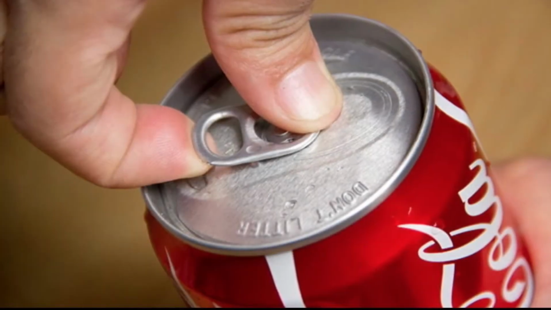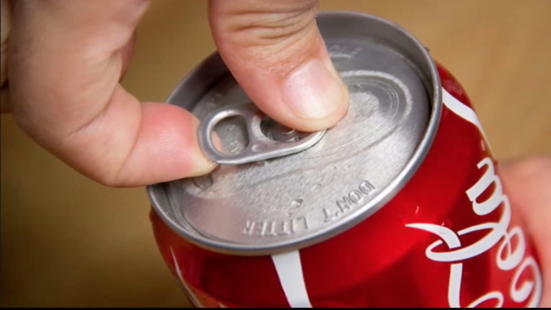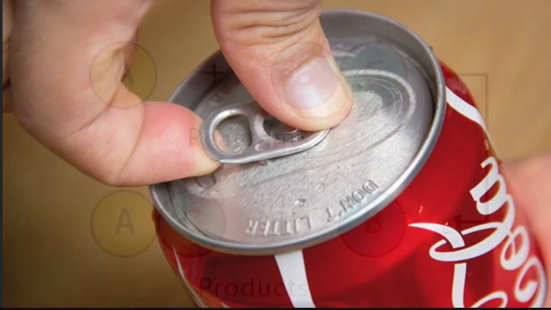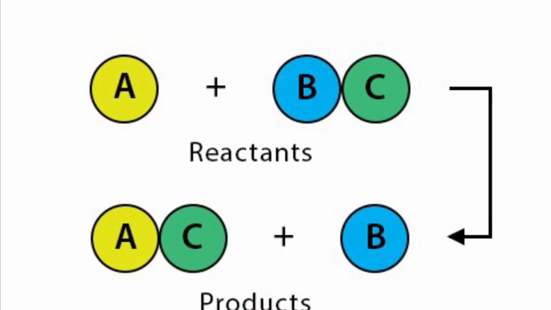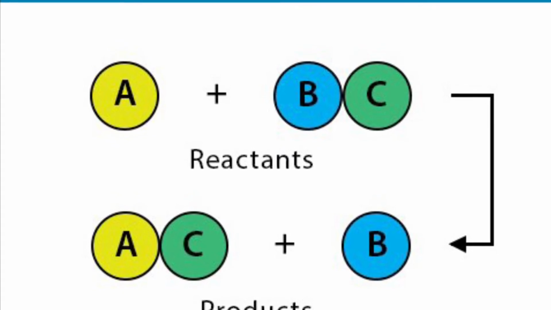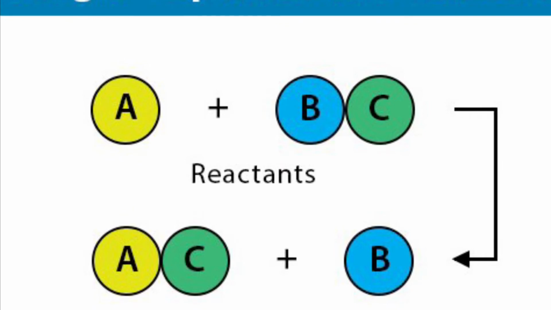This reaction relates to me in real life because when I open a can of soda, the carbon dioxide fizzes out and the soda loses the carbonation. The next reaction is a single replacement reaction. A single replacement reaction is when one element replaces another element in a compound to form a new compound.